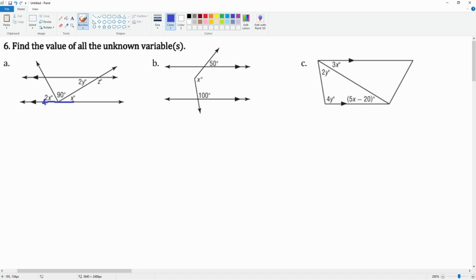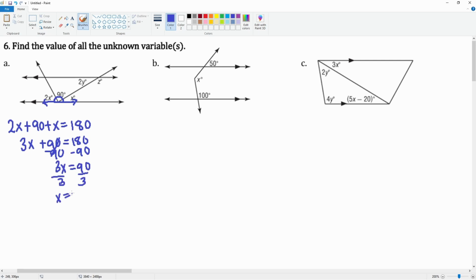this does form a line, a linear pair. So looks like 2x plus 90 plus x does equal 180. So 3x plus 90 equals 180. If you minus 90 from both sides, you get 3x equals 90. Divide by 3, divide by 3, x is equal to 30. Okay?